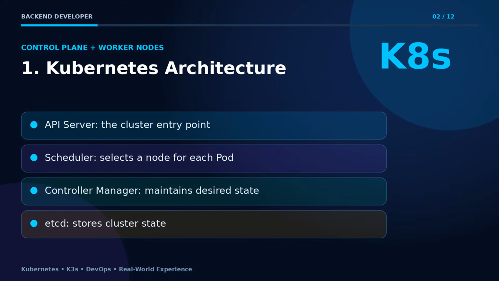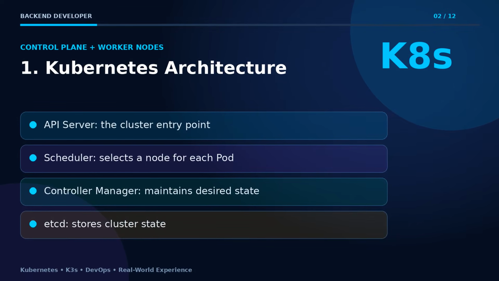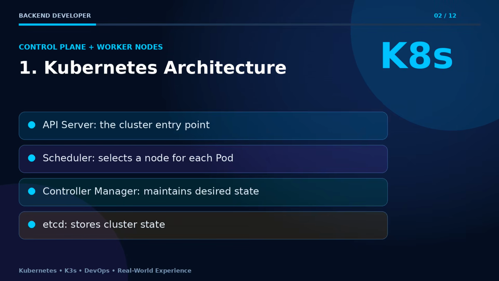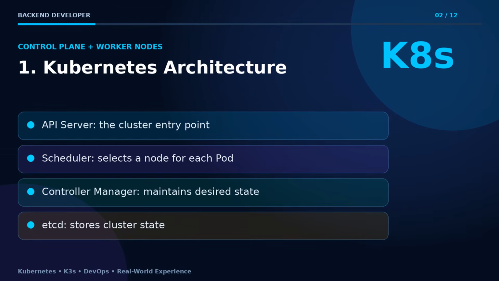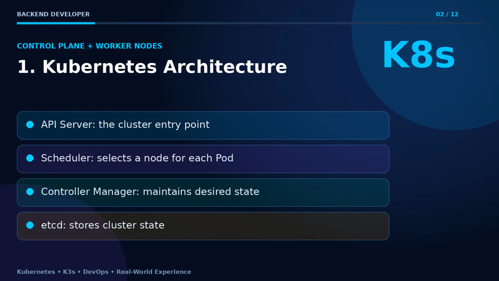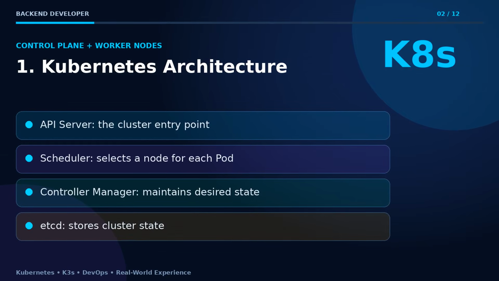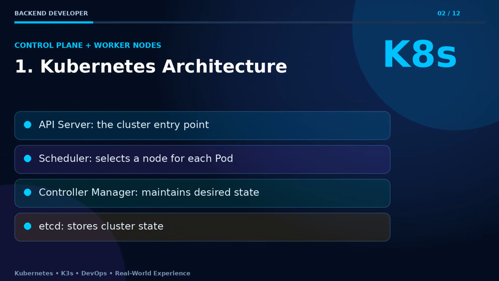First, let's clarify the core concept. Kubernetes is an orchestration platform that deploys, scales, and manages containerized applications. A cluster contains a control plane and worker nodes. The API server is the entry point for every request. The scheduler chooses which node should run a new pod. The controller manager continuously moves the current state toward the desired state. etcd stores the cluster's state. On worker nodes, the kubelet, networking components, and container runtime keep workloads running.